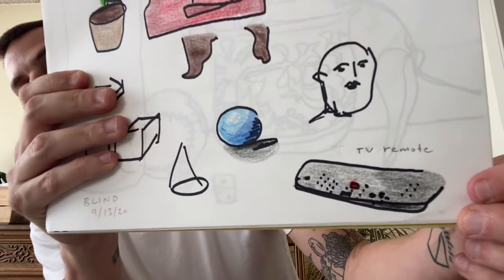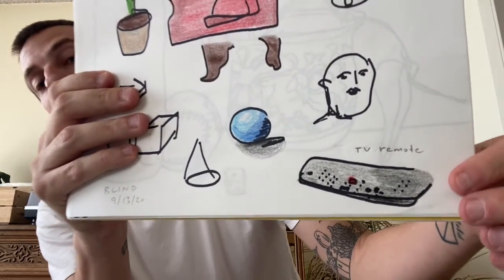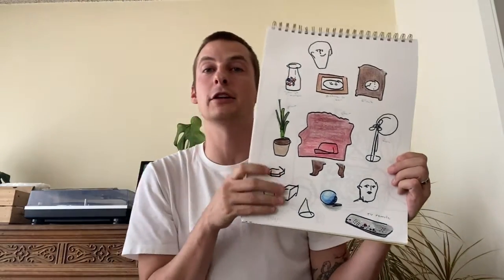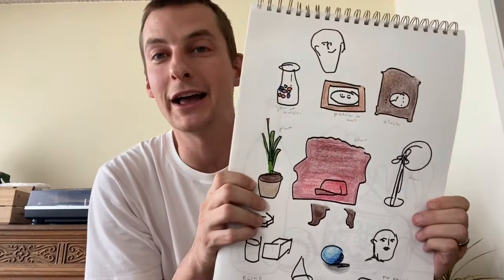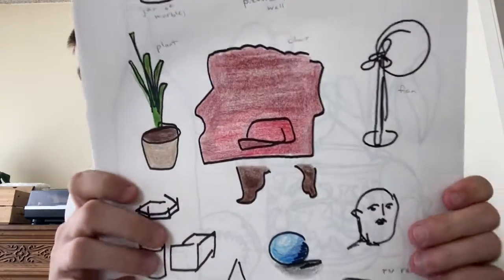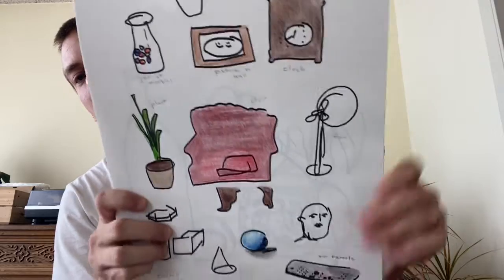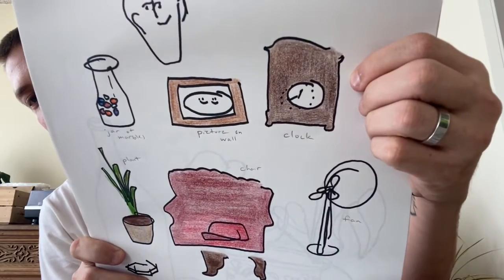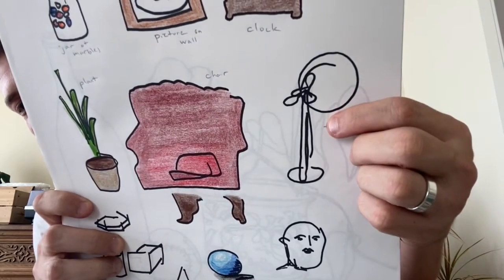Here's a TV remote. So I then went in and added color, okay, with my eyes open, and I concentrated and added some color, which is something that you can do. Here's a clock that I chose to draw. This is a fan. So just have fun with it with your blind contour drawings.